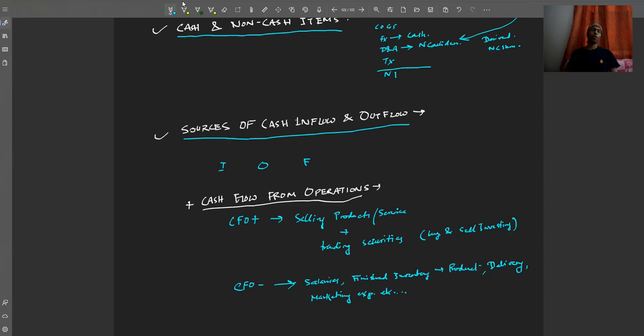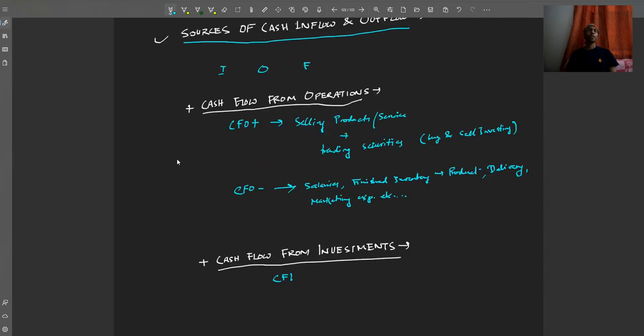Now we will go into cash flow from investments. So friends, let us first discuss a few examples where there are cash inflows from investments, CFI plus. This can be selling of some asset, selling of some securities, selling part of the property, plant and equipments, selling a license, which is basically an intangible asset. These are examples of cash inflow from investing.